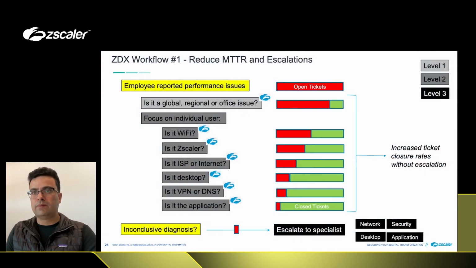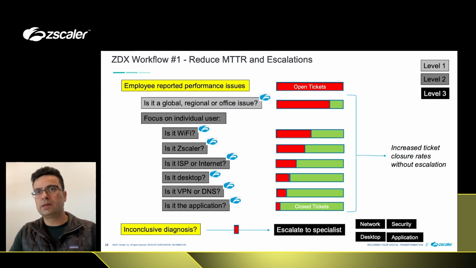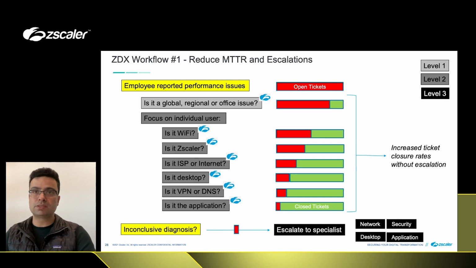Now, when your service desk person looks at the ZDX console, they can see what the problem is and where the problem is. Then a human analyst can very quickly rule out whether this is a global, regional, or a specific office or user home location issue. And a lot of tickets could be resolved there.